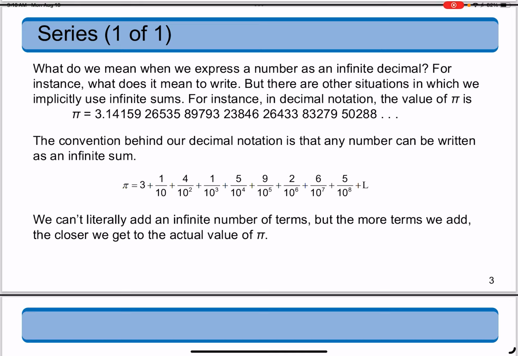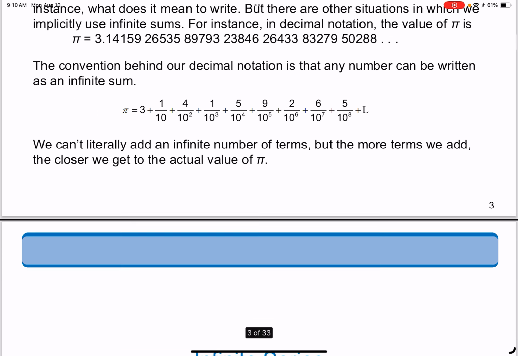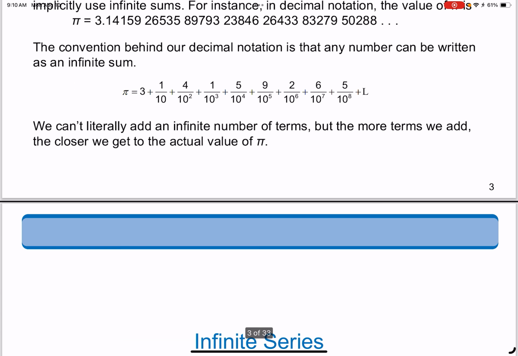3.1415926535 and so on. The convention behind our decimal notation is that any number can be written as an infinite sum. So pi is equal to 3 plus 0.1 plus 0.04 plus 0.001 plus 0.005 and so on. We can literally add an infinite number of terms, but the more terms we add, the closer we get to the actual value of pi.